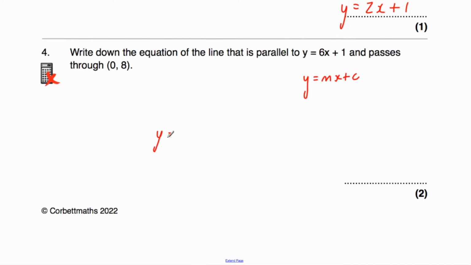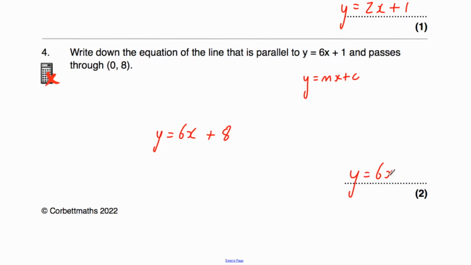So we're going to start off with y equals 6x. Now, the plus c stands for where it crosses the y-axis. The line we've been given, y equals 6x plus 1, goes through the coordinate 0, 1, so it crosses the y-axis at 1. The line we're trying to find passes through the point 0, 8, so that's 8 on the y-axis. That means we're just going to write plus 8. So it's y equals 6x plus 8.